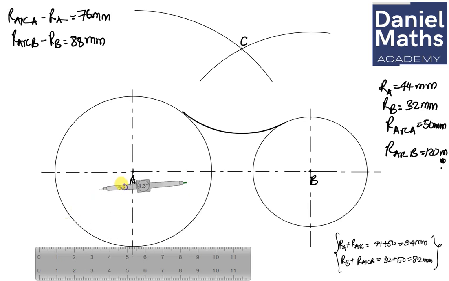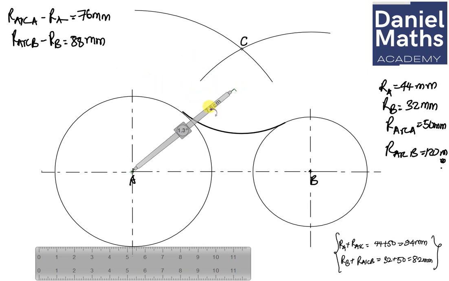Let's keep this properly erased. Then I'm measuring 76. To measure 76 from here, this 76 is right here. I'm going to change the thickness of my pen. I'm going to move this down to point A, and at this point I'm going to make my first cut. So this is cutting through here.